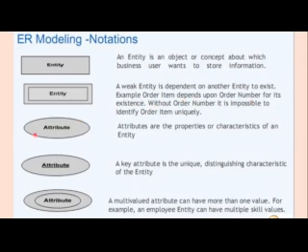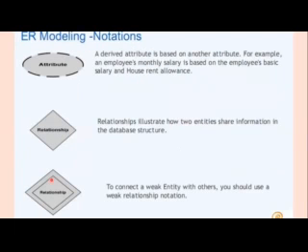And attributes. The oval symbol is there, and a key attribute is there. Attributes you can draw in a circle or oval symbol and so on. This notation is frequently used for any database design. And also a relationship is there. It may be illustrated with the help of the diamond symbol. It says how two entities share information in the database structure. To connect a weak entity with others, we can use a weak entity relationship like this. So these symbols are used in the ER diagram frequently.